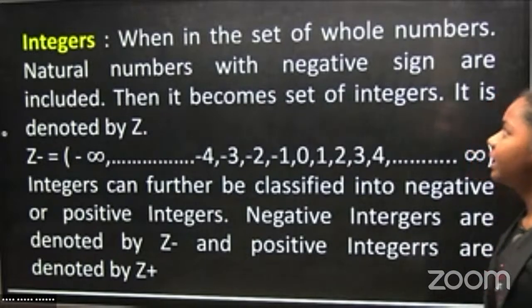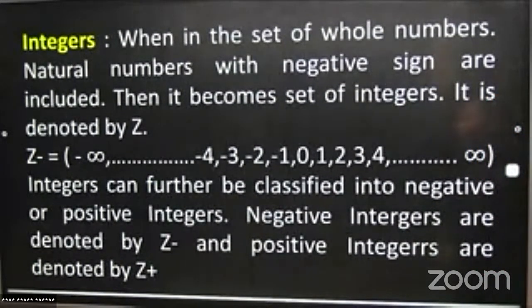When in the set of whole numbers, natural numbers with negative sign are included, then it becomes the set of integers. It is denoted by Z. Please write down this.